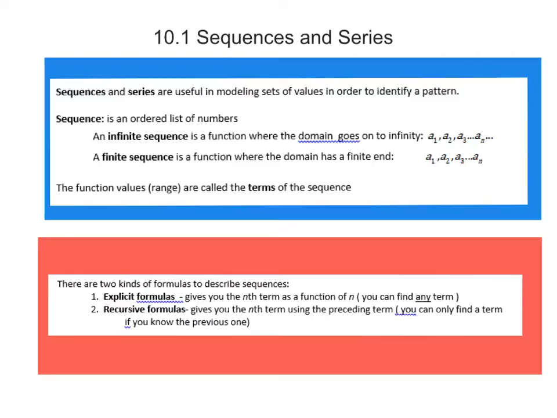There's two kinds of formulas that we're going to use to describe a sequence. One is an explicit formula, which gives you the nth term of a function as a function of n. You can find any term. So equations such as a sub n equals 2n plus 1, I can find the first term, I can find the 9,000th term. I don't have any restrictions on what term I can find. On number 2, a recursive formula gives you the nth term using the preceding term. You can only find a term if you know the previous one. And we're going to do a couple of those in a minute.